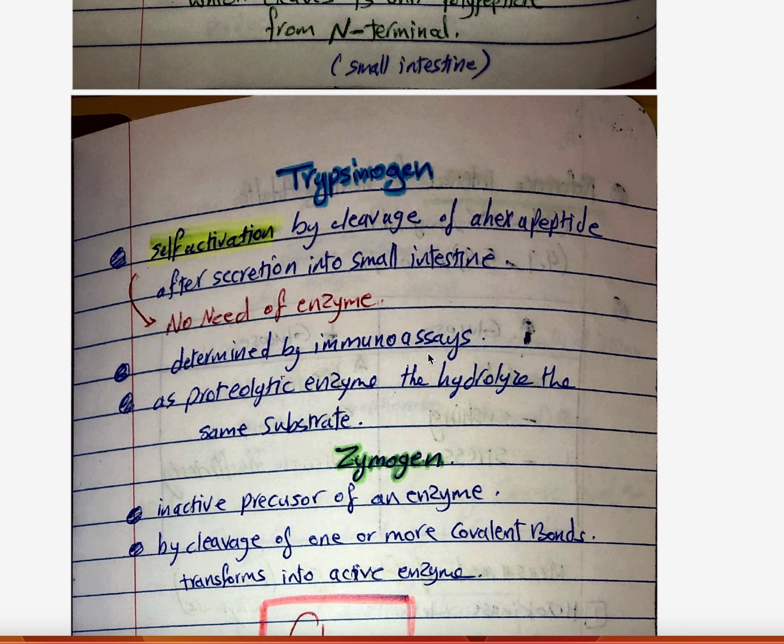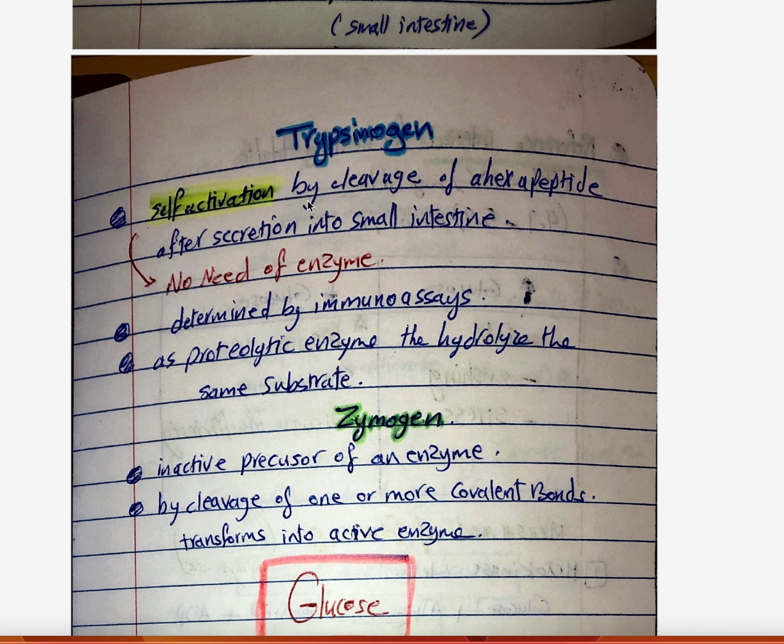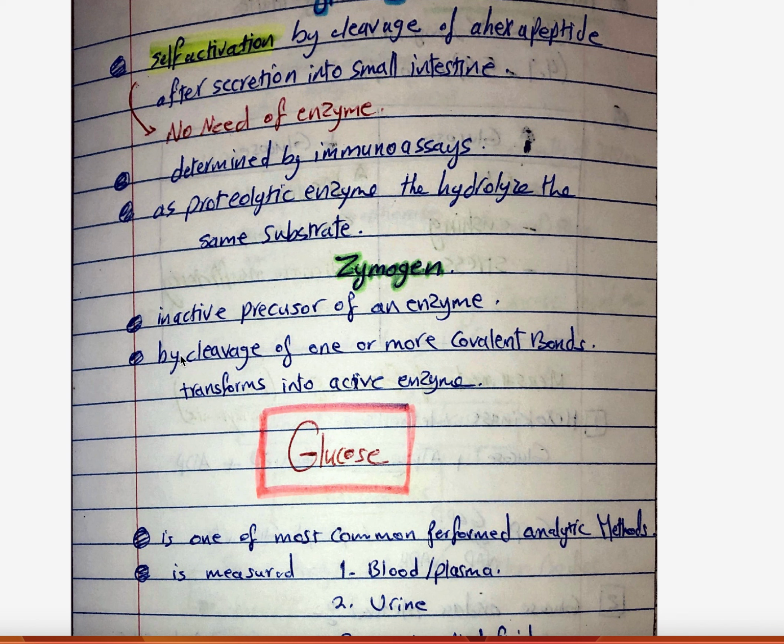Trypsin is a proteolytic enzyme that hydrolyzes its substrate, which is trypsinogen. So it acts as a proteolytic enzyme and causes hydrolysis of the substrate. A zymogen is an inactive precursor of an enzyme, so it is in inactive form. By cleavage of one or more covalent bonds, it transforms into the active enzyme.